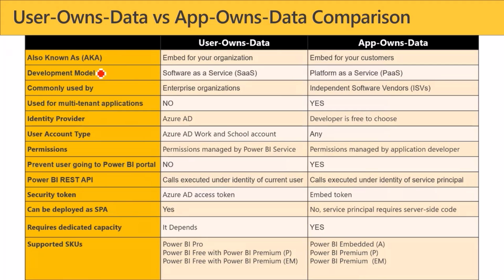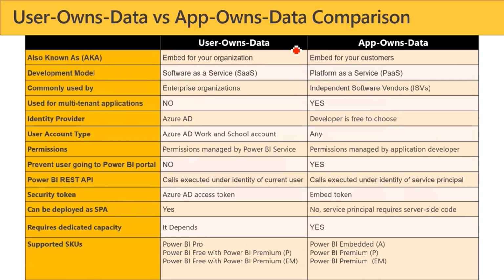As far as what is the sweet spot for these models, user owns data: if you have a big organization, 5,000 users, and instead of going to the Power BI portal, everyone wants to see reports in some other context, whether it's some custom widget we put into Salesforce or our own custom portal. For the app owns data model, typically it's an independent software vendor or some large organization that's trying to reach as many users as possible.